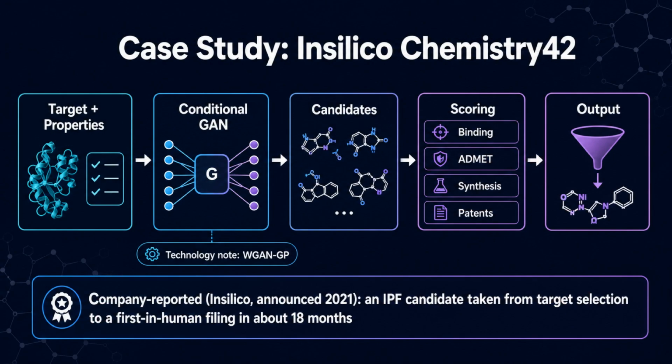In silico medicines, Chemistry 42 uses GAN-based generative AI. It takes target protein structure plus desired properties as input, uses conditional GAN to generate molecular candidates, then scores them for binding affinity, ADMET, synthesizability, and patent avoidance. This system discovered IPF treatment candidates in just 18 months to clinical trial. The key innovation is WGAN-GP, Wasserstein GAN with gradient penalty, for stable training.